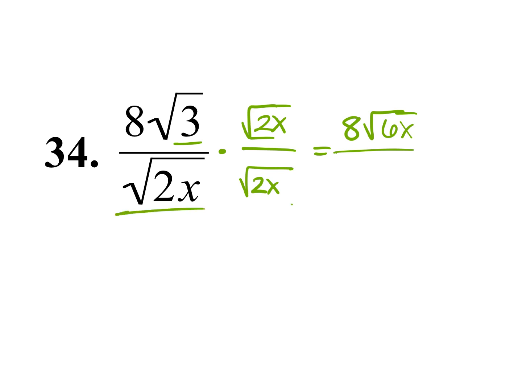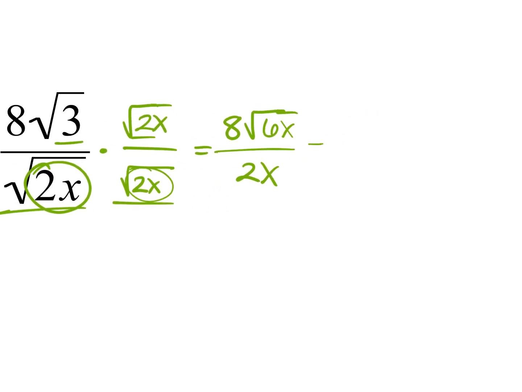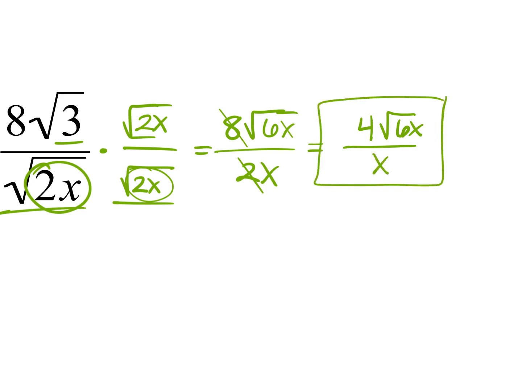The square root of 2x times the square root of 2x is the square root of 2x squared, which is 2x. It's always the radicand. It's always whatever's underneath. Okay, and then the last thing you can do, can you divide those x's? No. Can you divide 6 and 2? No. Can you divide 8 and 2? Yes. That one you can, right? Because those are whole numbers. So you get 4 times the square root of 6x over x, and that's as far as you can go with it.